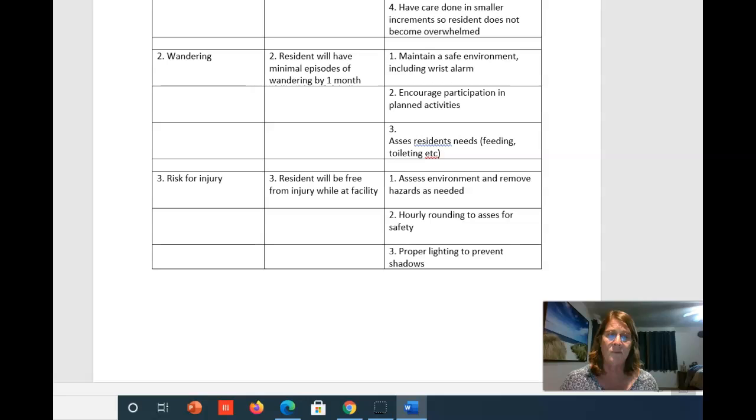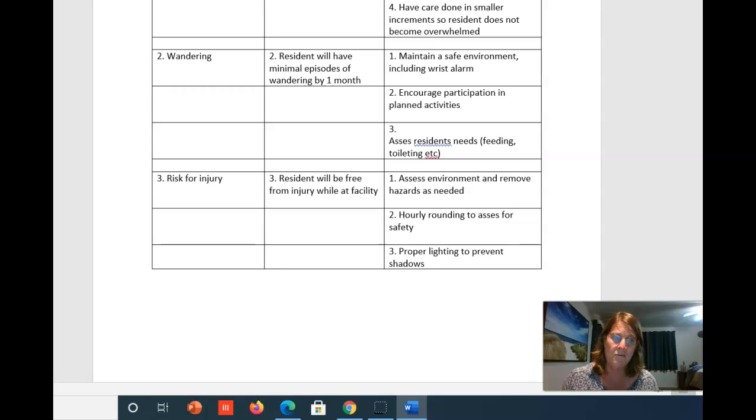Hourly rounding. When you have a high-risk person, high risk for falls or high risk for injury in any way, make sure we're checking on them every hour, just peeking in, seeing how they're doing. And remember, when we do hourly rounding, from our safety chapter, the 3 P's of hourly rounding: potty, pain, position. Do you need to go to the bathroom while I'm here? Can I get you repositioned? Can I do anything to make you more comfortable? Are you having any pain? And I'll be back in about an hour to check on you.